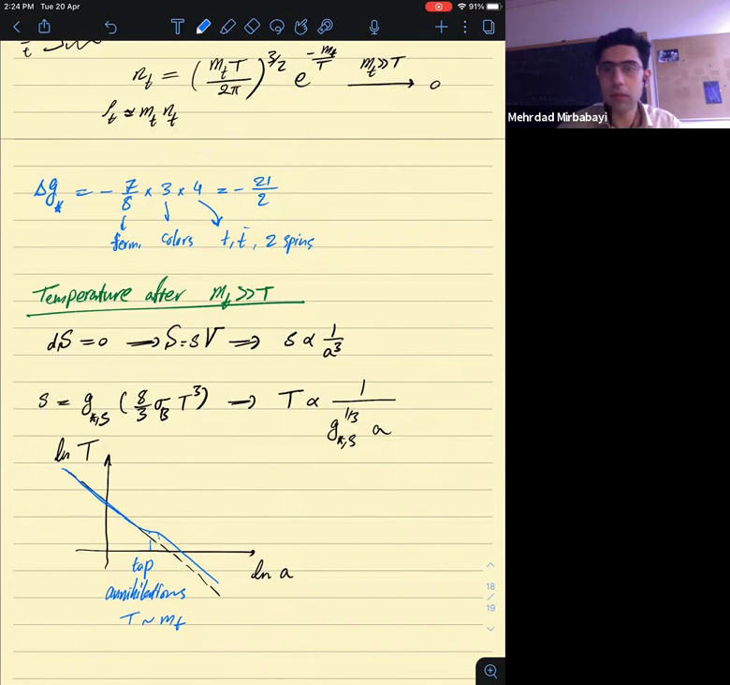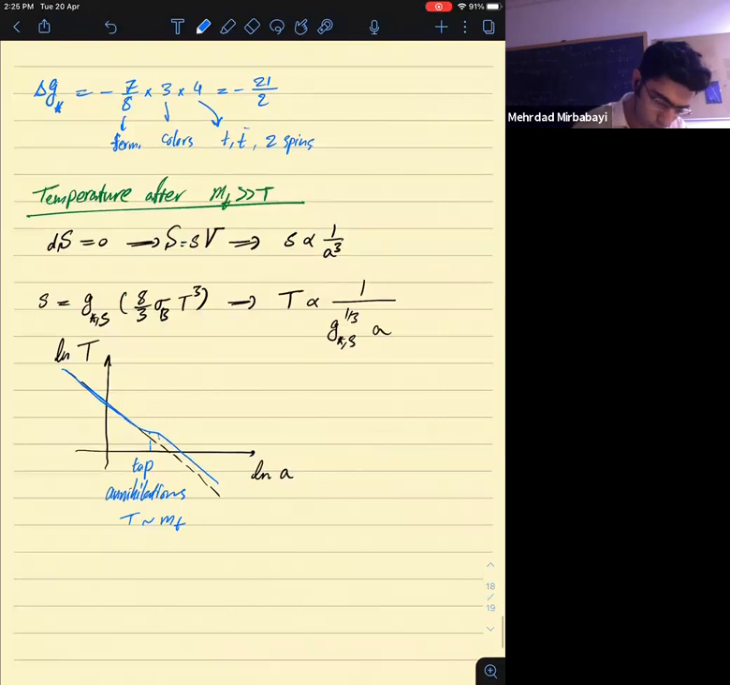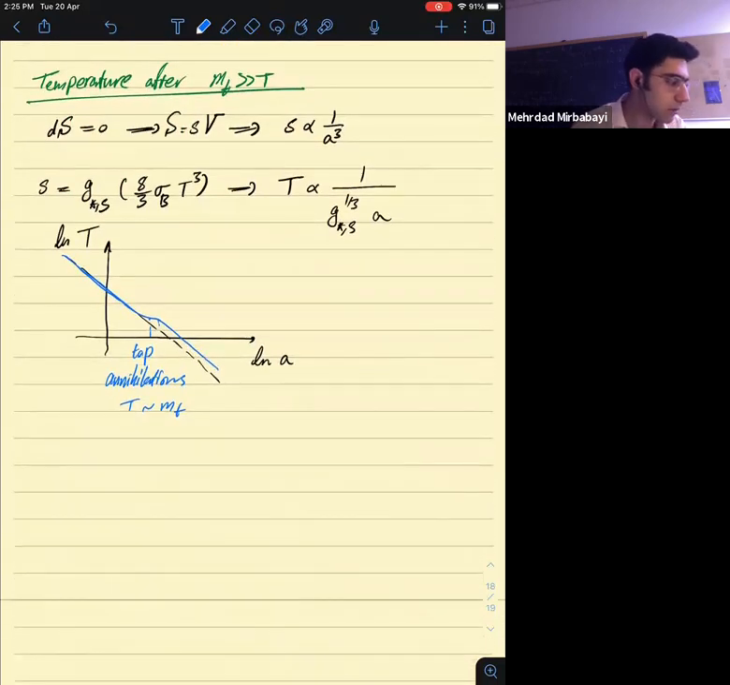Okay, so the same thing happens to other heavy standard model degrees of freedom, like the Higgs, the W and Z bosons, the charm and bottom quark. Every time this happens, the number of relativistic degrees of freedom goes down. A similar thing happens to the temperature. So there is no qualitative difference with what I said.